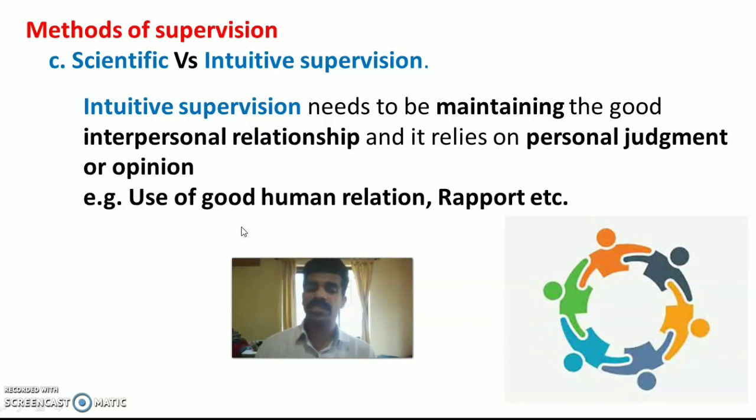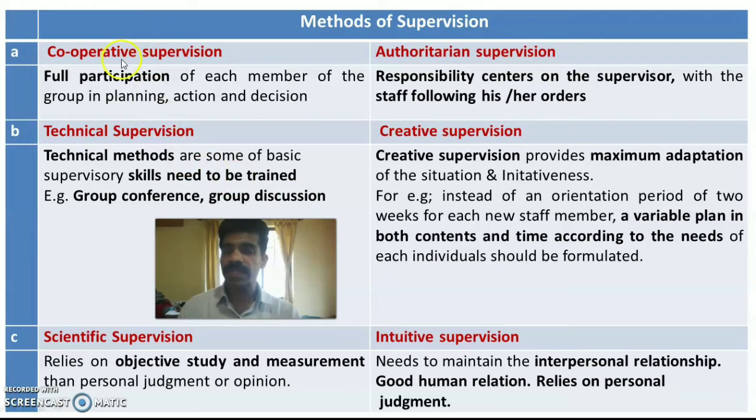So far we have discussed 6 different methods of supervision that were categorized into 3 major groups, such as cooperative versus authoritarian, technical versus creative supervision, and scientific versus intuitive supervision.